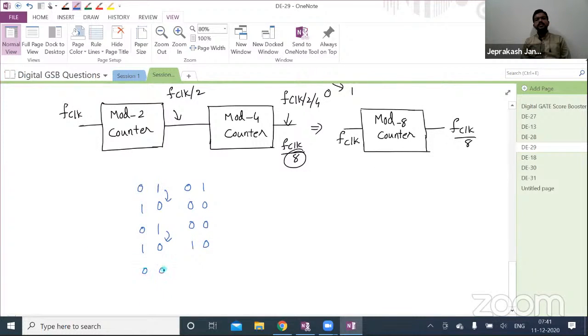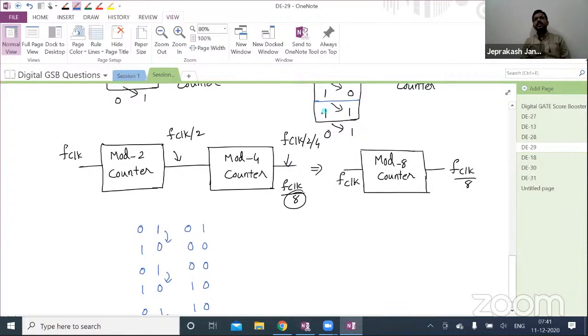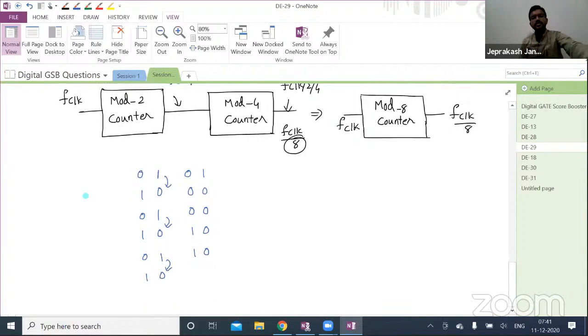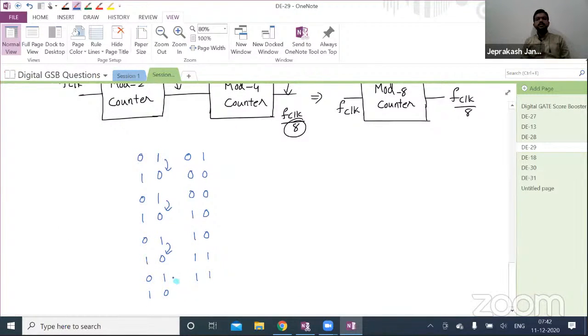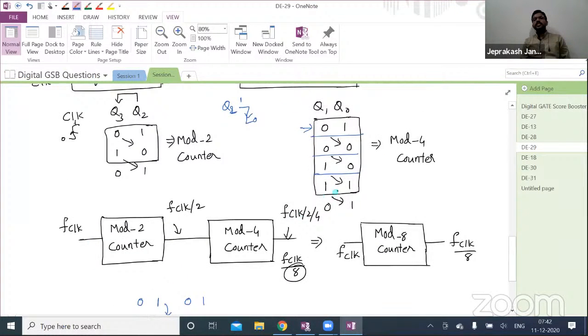For the ring counter, once again 0 1, 1 0. Here 0 1 has no change. Here a 1 to 0 change is there, so the output is 1 1. Once again it repeats 0 1, 1 0. Here it remains the same, 1 1. Here 1 to 0 is happening, so what output will you get? After reaching 1 1, the next state will be 0 1.